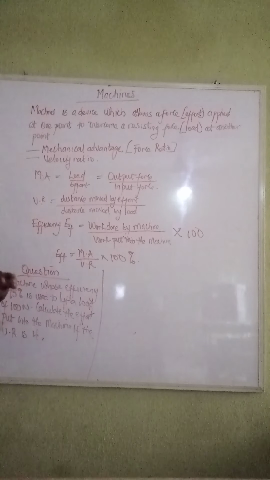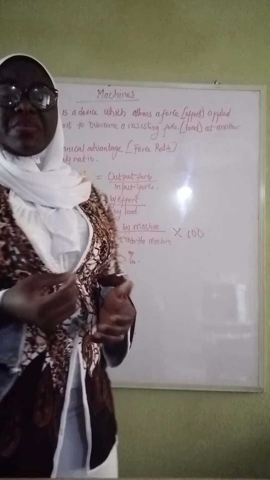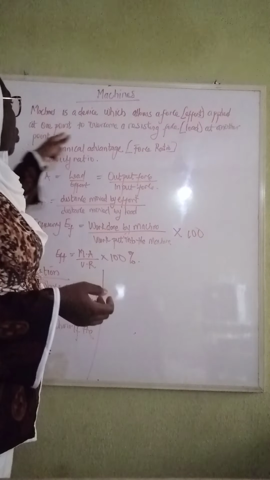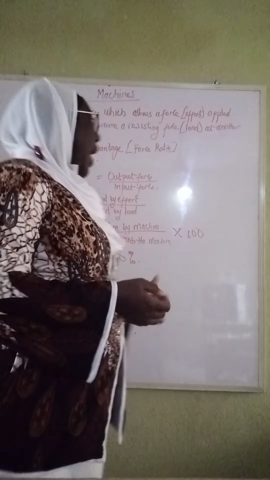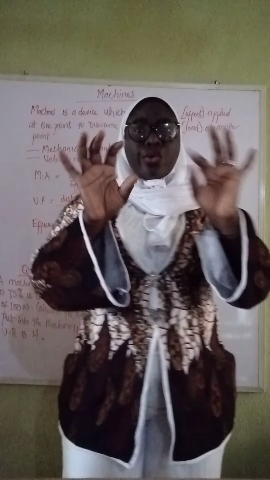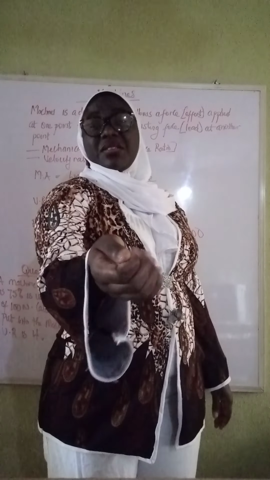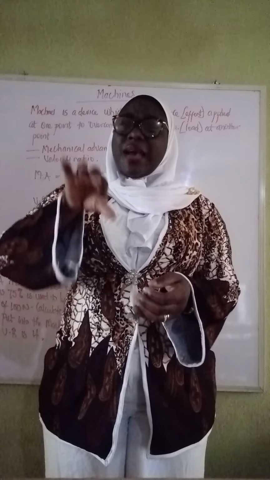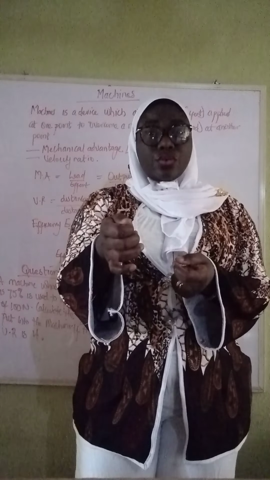Now, looking at the board, a machine is a device that allows a force, which simply means your own effort, applied at one point to overcome a resistant force, which is the load, at another point. Let's take for instance, you saw a screw on the wall and you want to remove it. You can't just place your hand on the screw and remove it. You have to apply a force. That force you are applying using a screwdriver is your what?